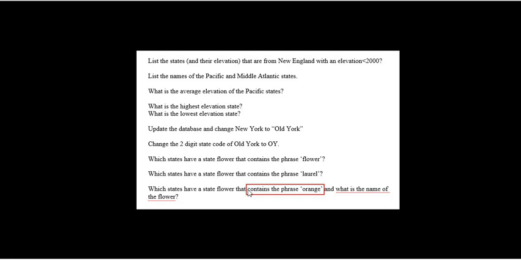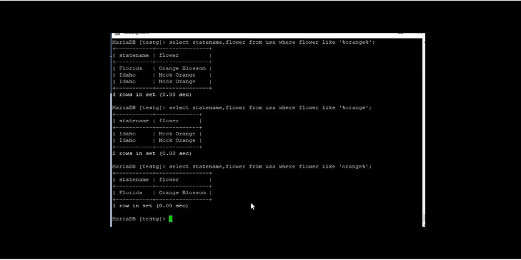Which states have a state flower that contains the phrase orange, and what is the name of the flower? So this time we're asking the name. So select state name, comma, flower from USA where flower like orange, where there could be anything at the beginning, anything at the end, but orange has got to be in there somewhere. So Florida has the orange blossom as their flower, and Idaho, for some reason, is there twice, has mock orange.